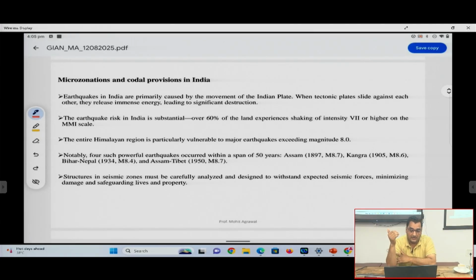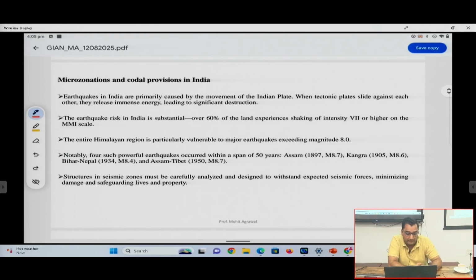Okay, so it is also said that 60% of the Indian land is basically experiencing shaking of intensity 7 or higher on the modified Mercalli intensity scale.